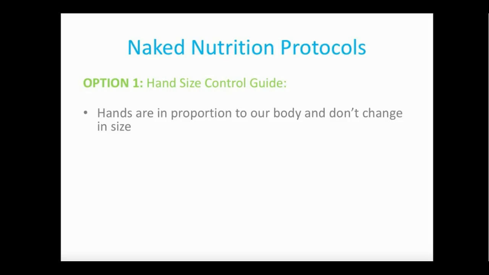The reason why I recommend this is our hands are in proportion to our body and they don't change in size, so in proportion to everything else it makes more sense. So what we can do is, using different food sources, there can be different measures. Breaking it down, we can use different parts of our hands to warrant these measures. So we can use our palms, our fingers, our thumbs, etc. to break down our proteins, carbs and fats.